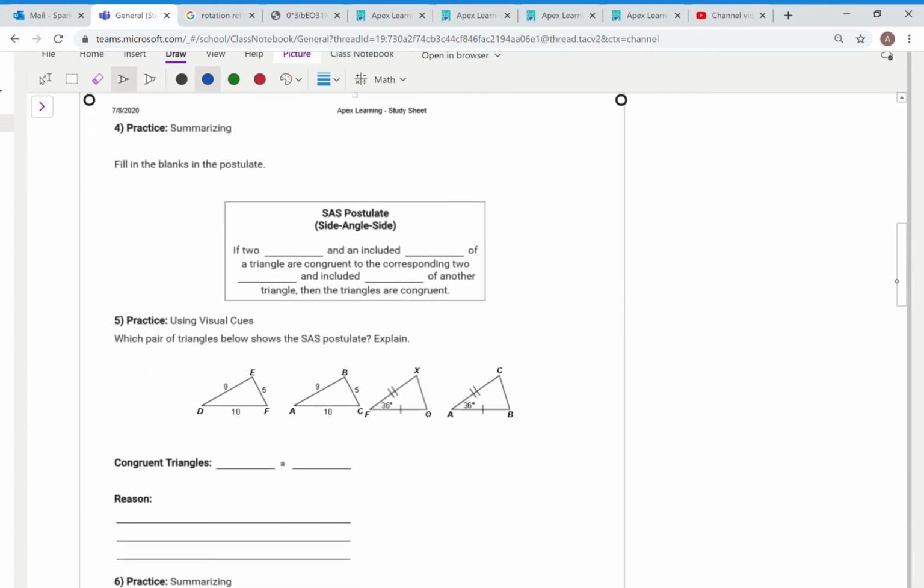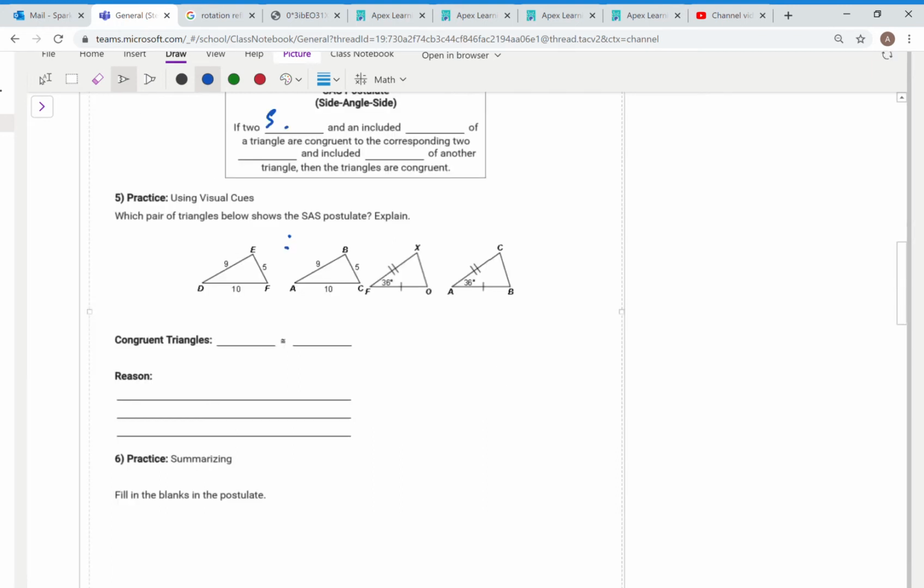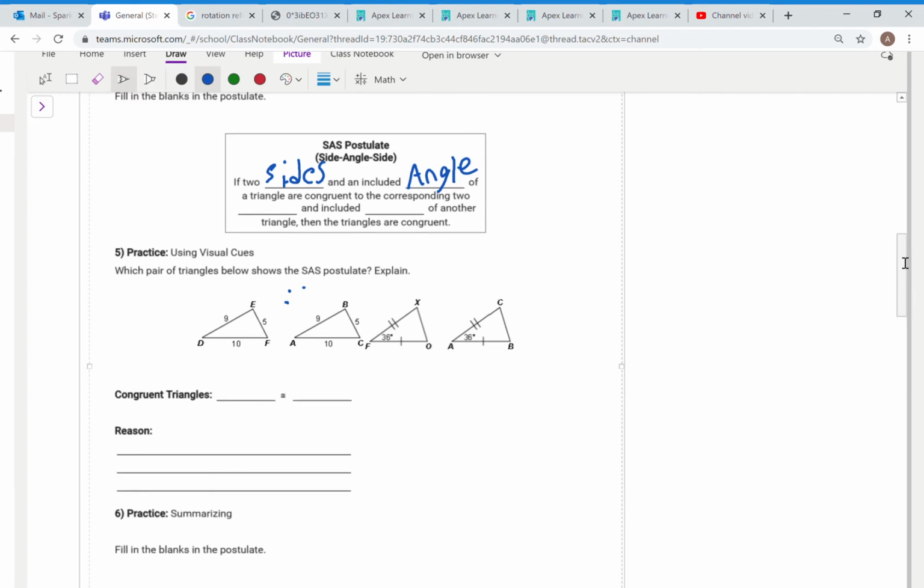The next one, if 2 sides and the included angle, let me scoot this back up. So this is the side angle side postulate, are corresponding to 2 sides in the included angle. Okay? And then triangles are congruent. Order really matters here, so make sure you're careful.